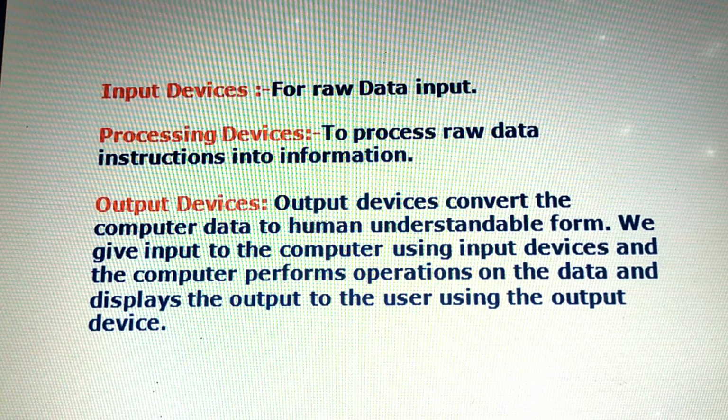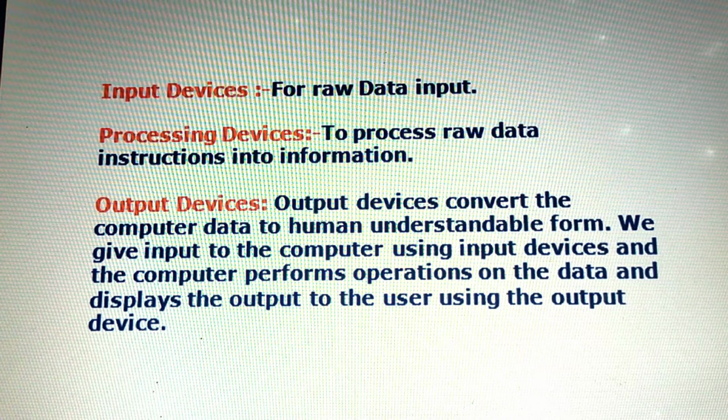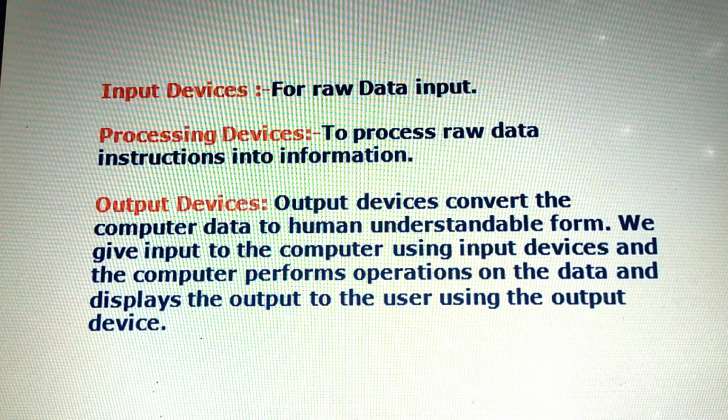Next one, processing devices, to process raw data, instructions into information. Output devices. Output devices convert the computer data to a human understandable form. We give input to the computer using input devices and the computer performs operations on data and displays the output to the user using the output device.